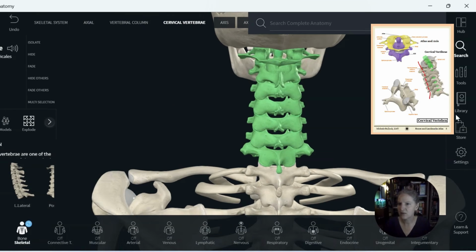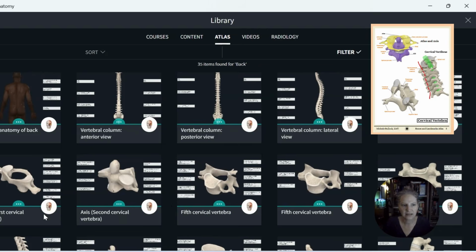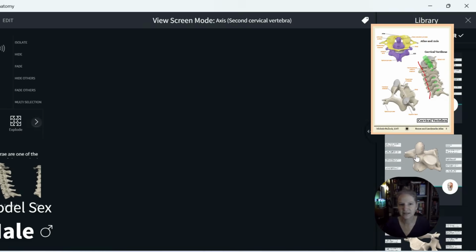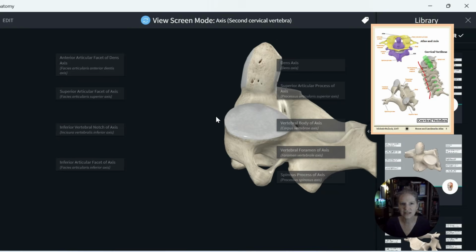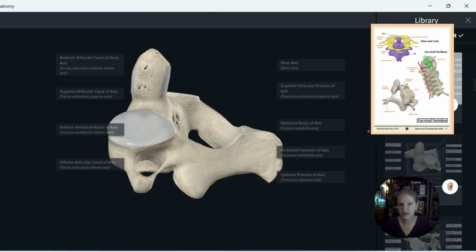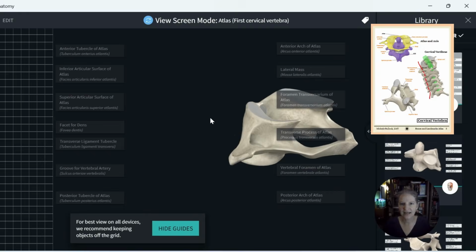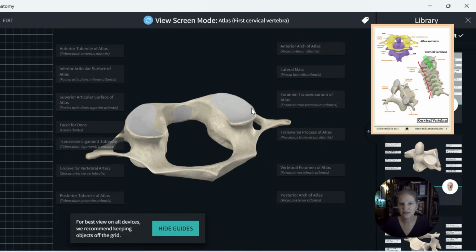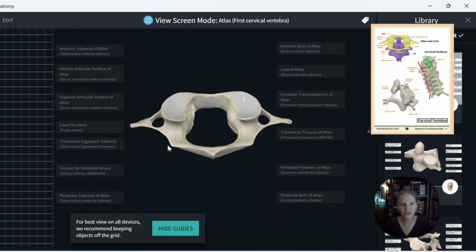Let's see. Axis. It's going to take a second. There it is. That's the axis, C2. I'm going to go to atlas. There we go. This is the atlas, the top vertebra. There's other stuff going on at the sides of this screen, so apologies for that. I'm not sure how to get rid of it.